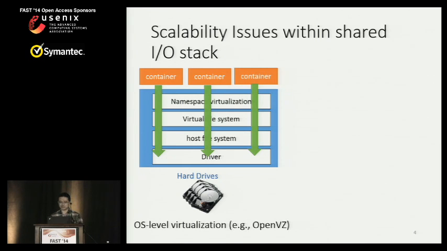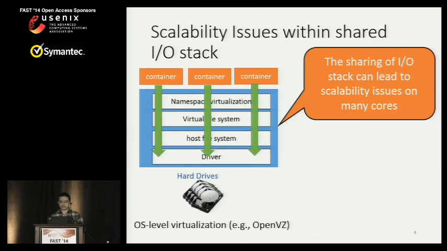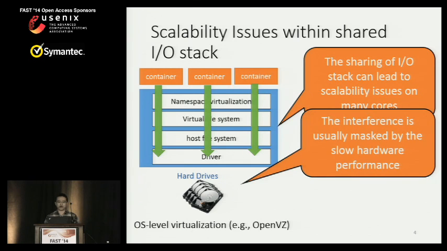The interference is usually masked by the slow hardware performance. However, the advent of non-volatile memories exposes the scalability issues, because devices built with them deliver high performance in terms of bandwidth and latency, which shifts the bottleneck from hardware to software.